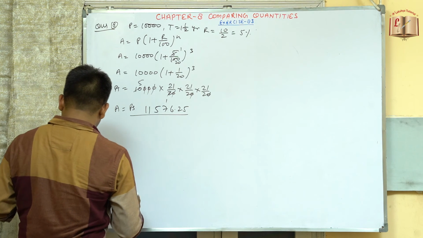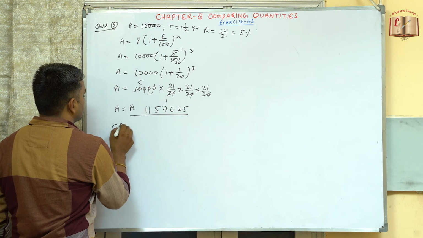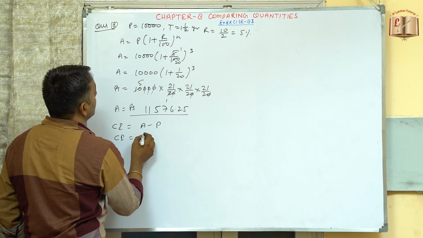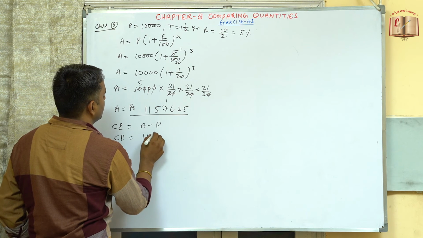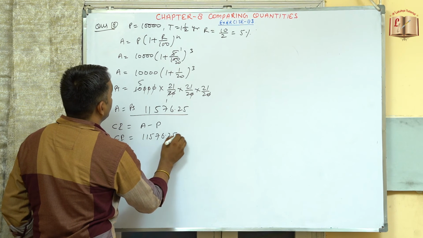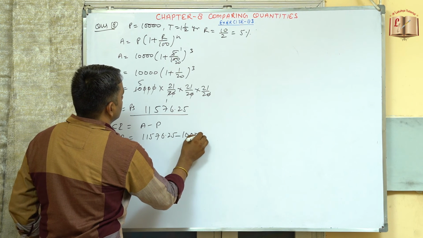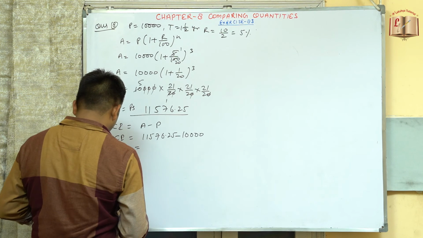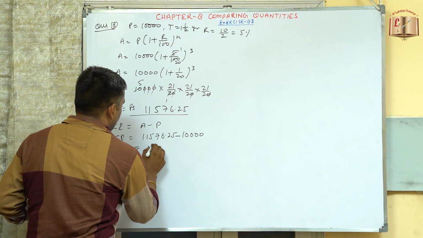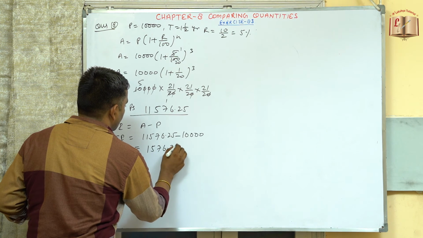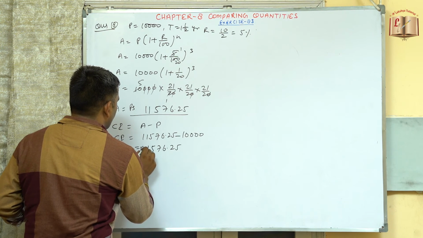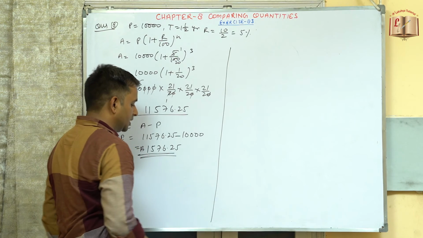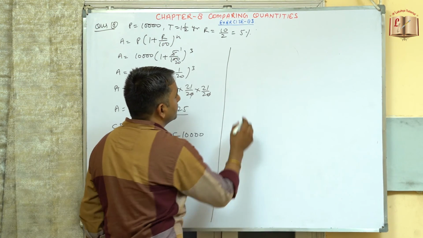So this is A, and if we want to find CI, CI will be A minus P. So CI equals 11,576.25 minus 10,000, which is 1576.25 rupees. So this is now the CI. Now we will proceed for the annually case.